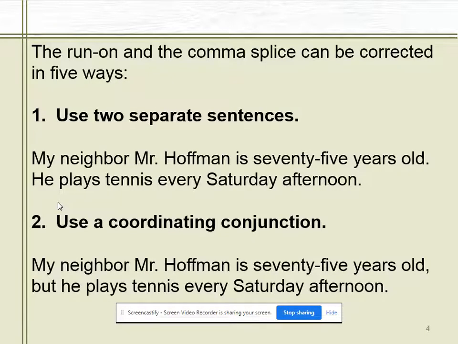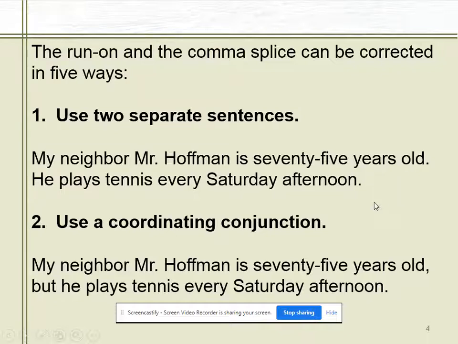There are a number of ways that we can fix this. We could simply make it two separate sentences. We turn that comma into a period. So my neighbor, Mr. Hoffman, is 75 years old, period. He plays tennis every Saturday afternoon, period.